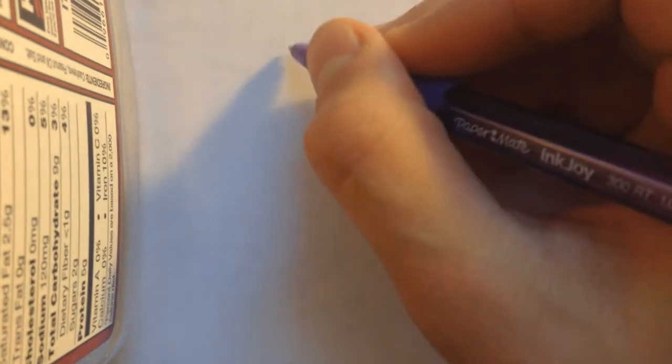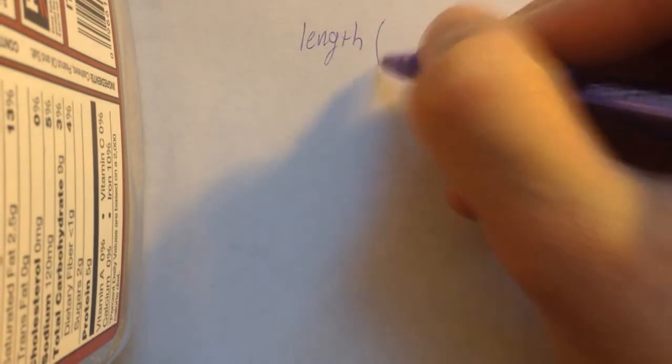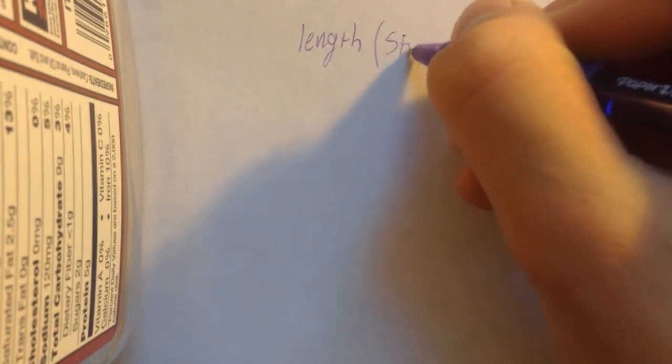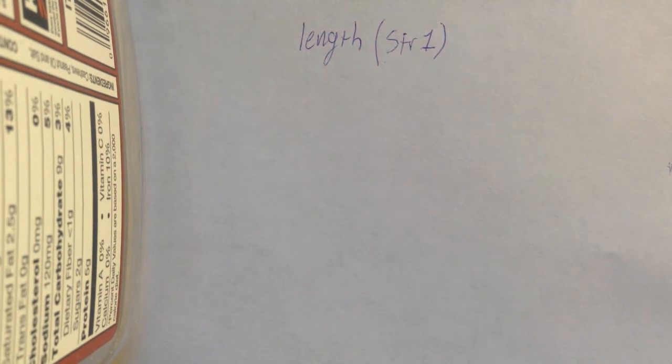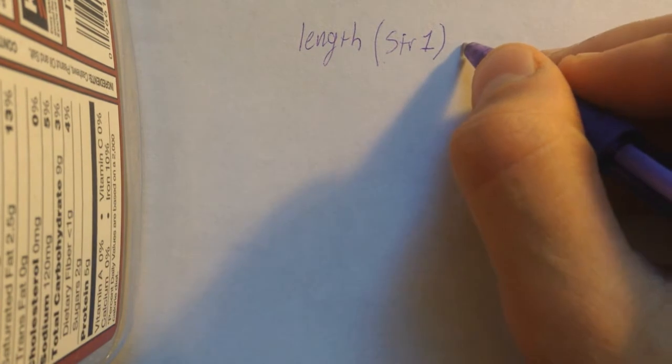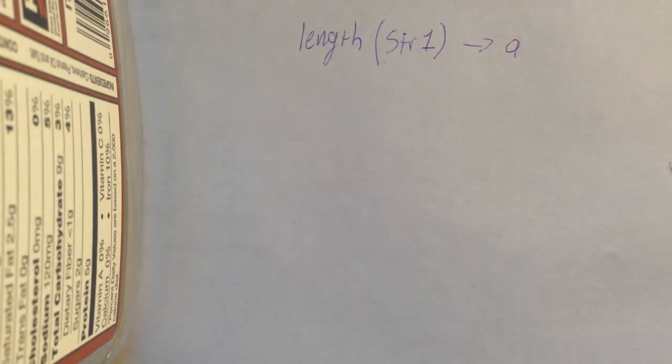So the first one we're going to use is length. Length finds the length of a string, and the way you do that, you just do length and you put the name of the string, and that'll find the length of string 1, or how many characters or numbers are in string 1, and then you can store that into a variable. So we can store that into A.